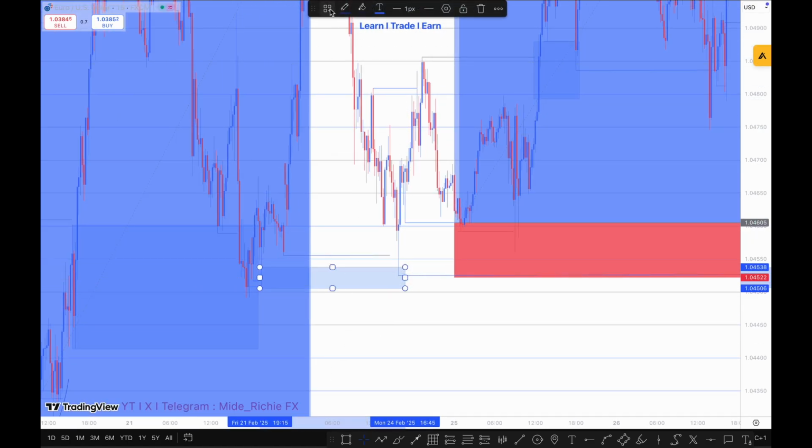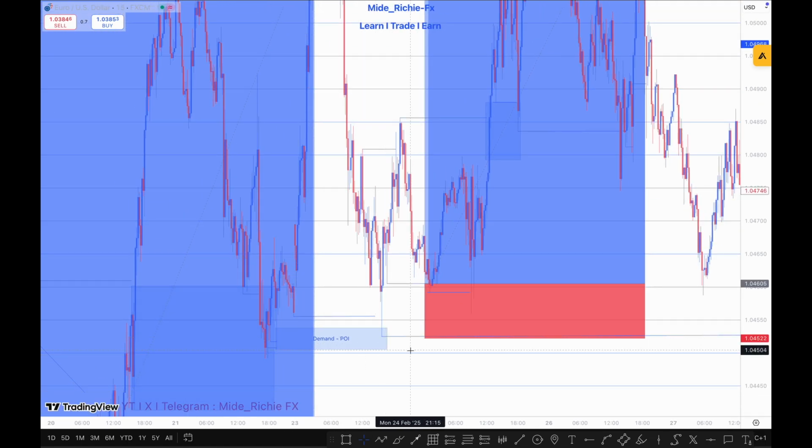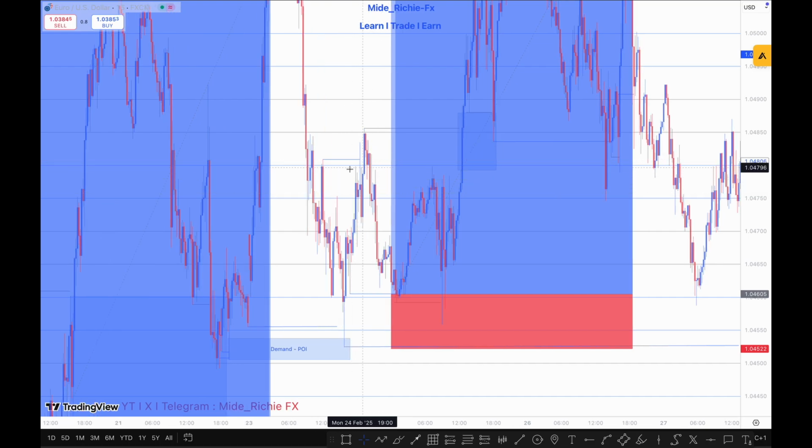Basically, this demand zone right here was generated from the 3 minutes. You can go to your chart and confirm that after the mitigation of this demand, we had an internal change of character, which is the market mitigating this, taking out this high.